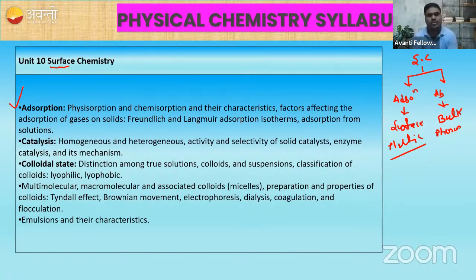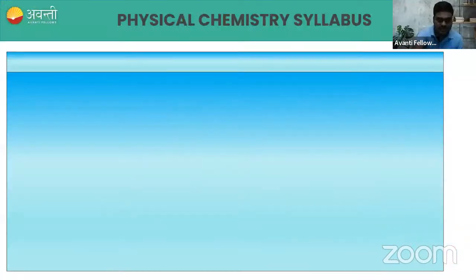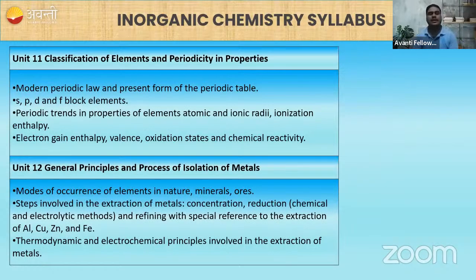So adsorption, types of adsorption, that is physisorption and chemisorption, and their characteristics, factors affecting the adsorption of gas on solid, Freundlich and Langmuir adsorption isotherm, adsorption from solution. We are also going to study about catalyst and the colloidal state. Yeah, this one is also very, very important. That is how we achieve this colloidal state, what are colloids, lyophilic, lyophobic, so all we are going to study, right? The next chapter is that we're going to be talking about inorganic chemistry.